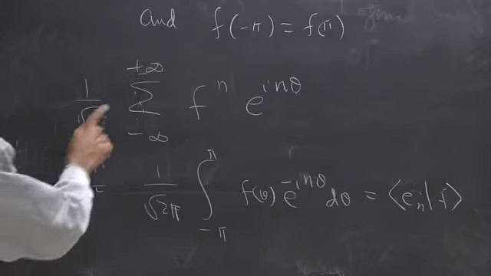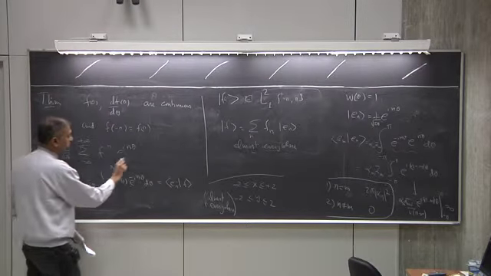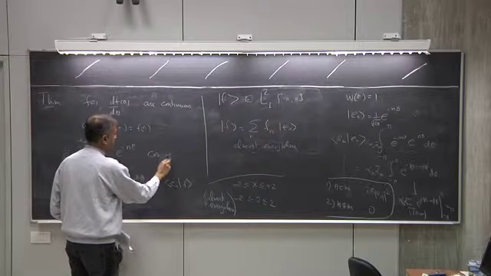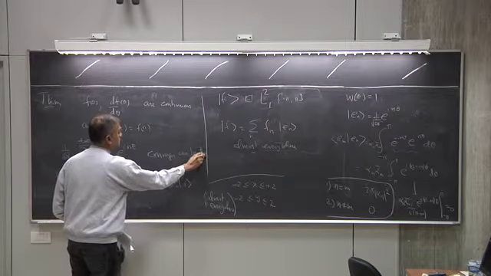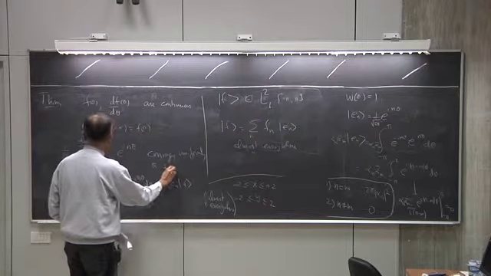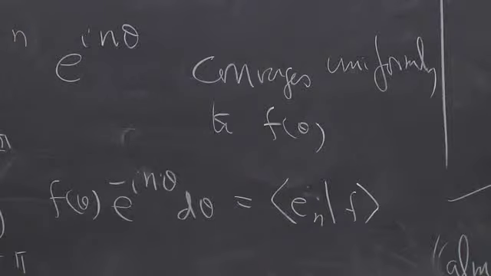So then the statement is this series converges. So this series, where fn is equal to that, converges uniformly to f of theta. Okay. That's the statement here.